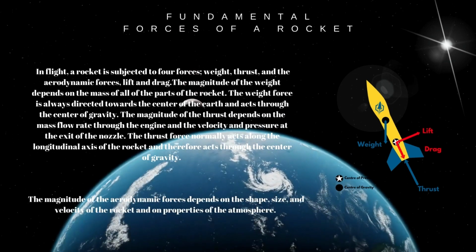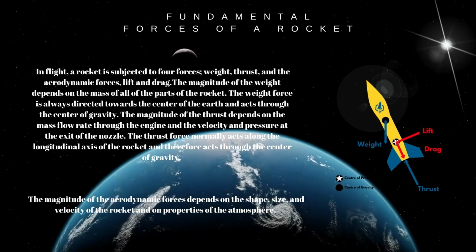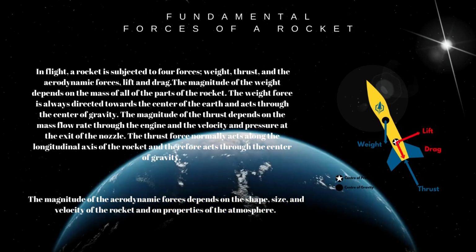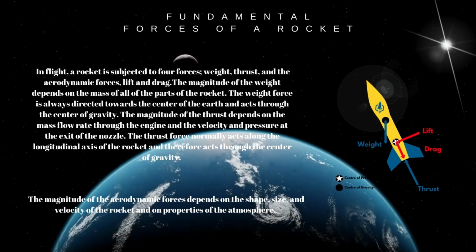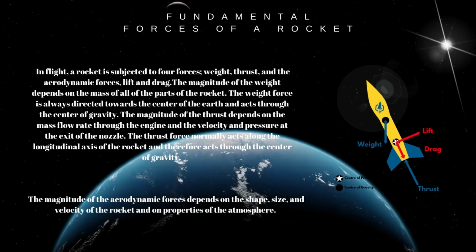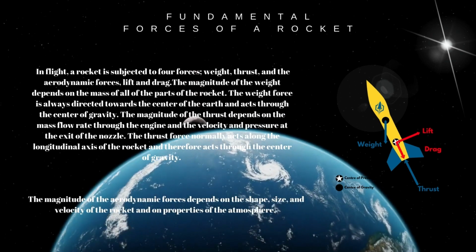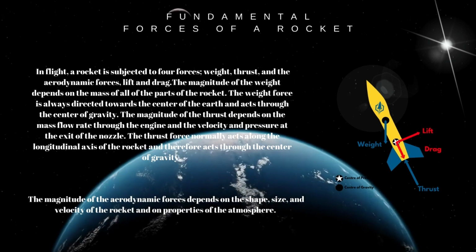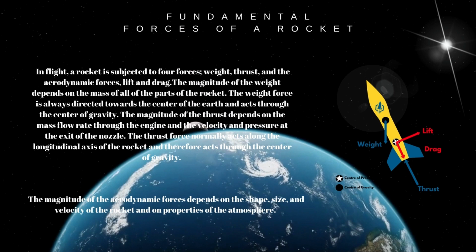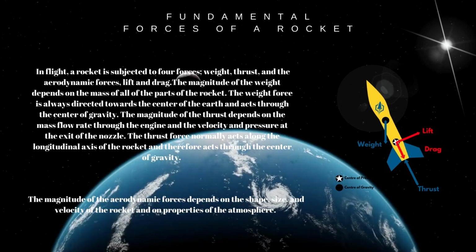In flight, a rocket is subjected to four forces: weight, thrust, and the aerodynamic forces, lift and drag. The magnitude of the weight depends on the mass of all of the parts of the rocket. The weight force is always directed towards the center of the Earth and acts through the center of gravity. The magnitude of the thrust depends on the mass flow rate through the engine and the velocity and pressure at the exit of the nozzle.